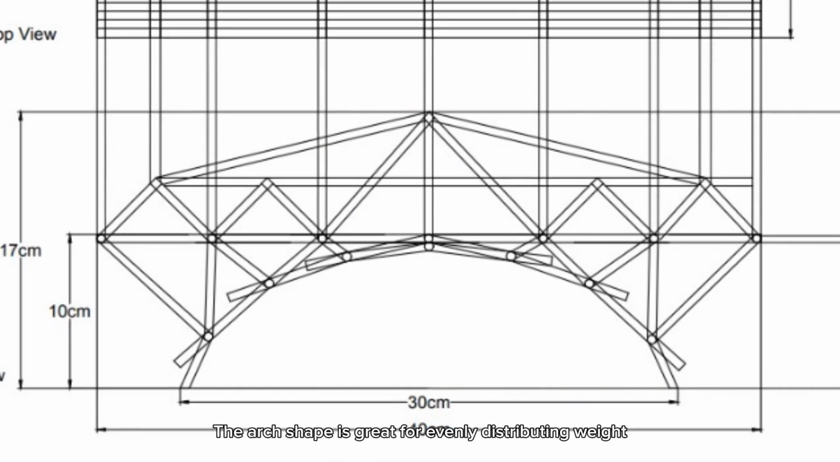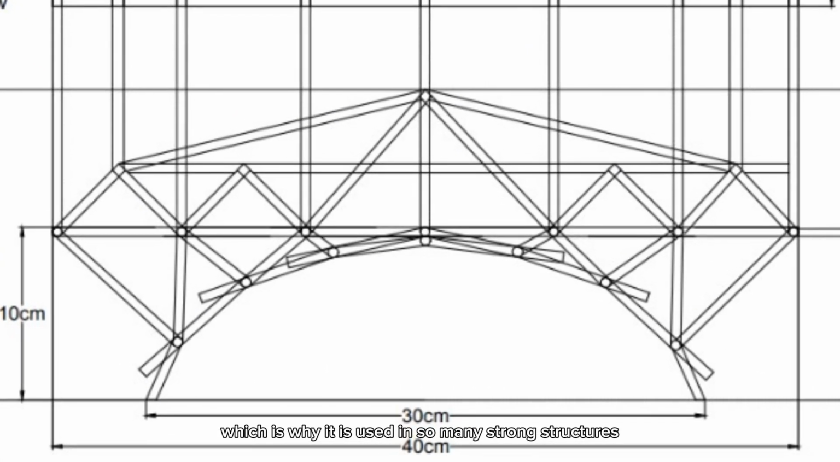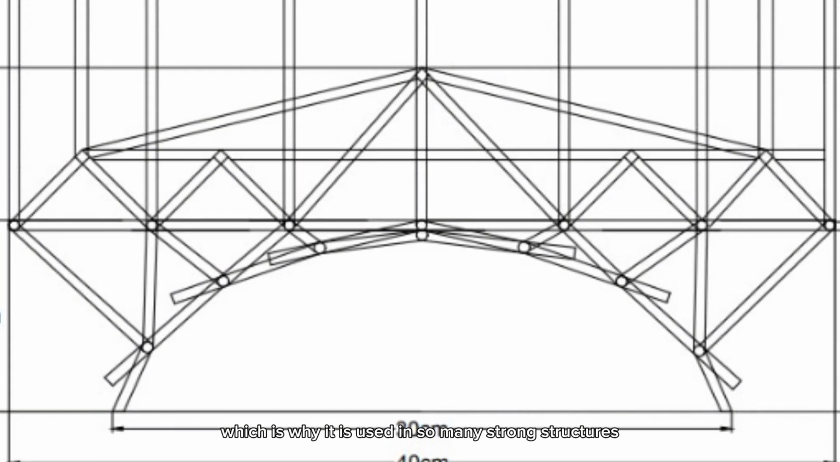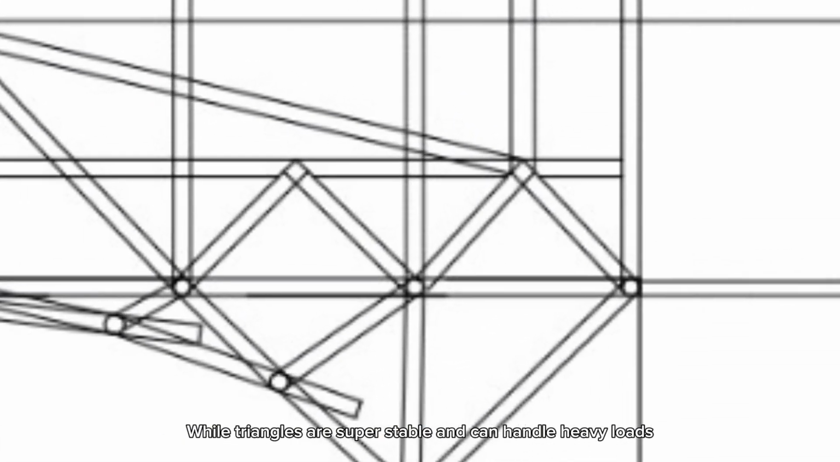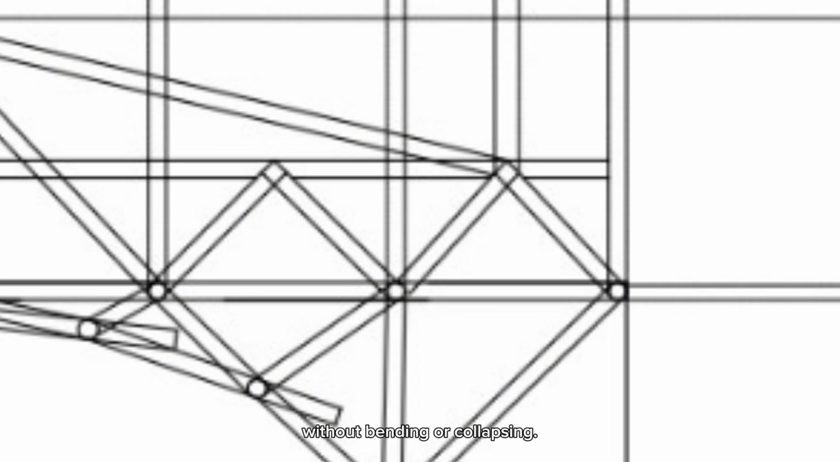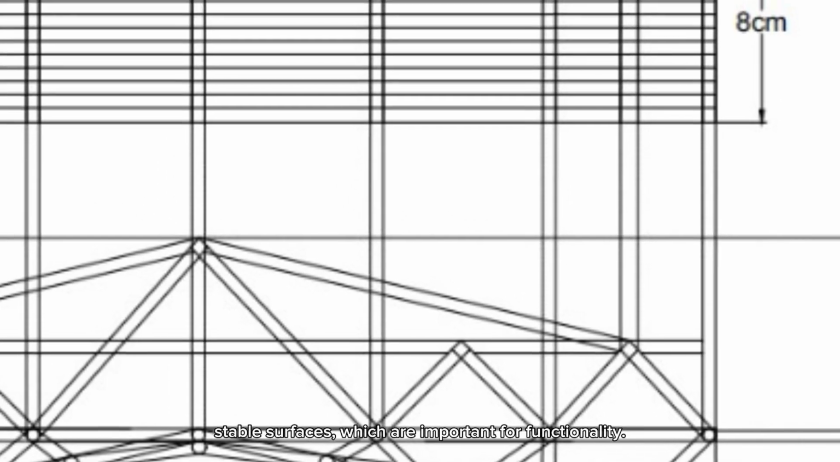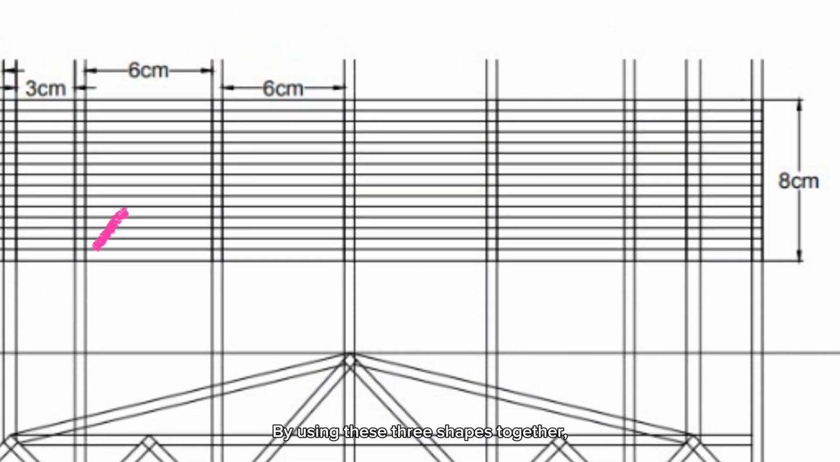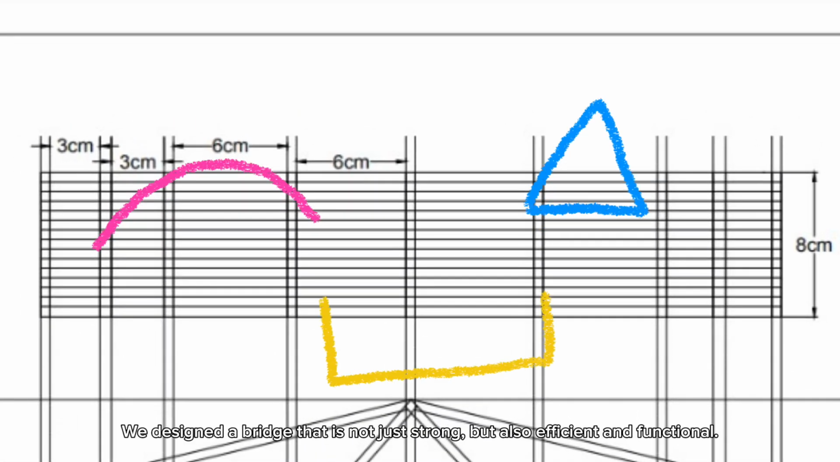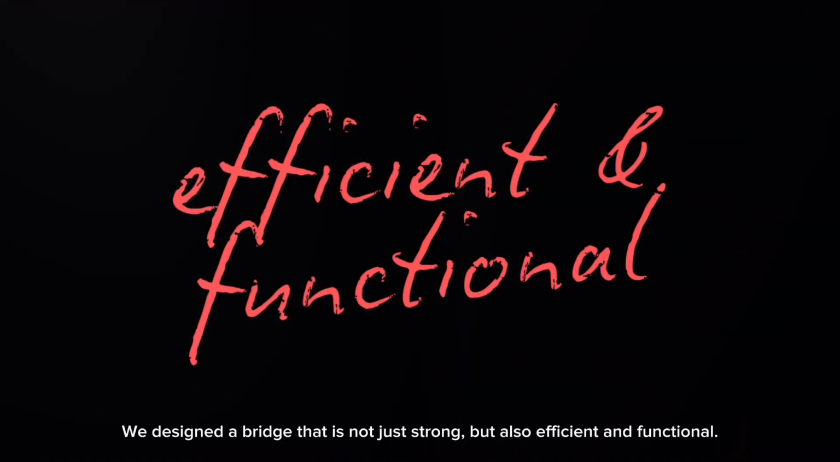The arc shape is great for evenly distributing weight, which is why it is used in so many strong structures, while triangles are super stable and can handle heavy loads without bending or collapsing. Lastly, rectangles are practical for creating flat, stable surfaces which are important for functionality. By using these 3 shapes together, we design a bridge that is not just strong but also efficient and functional.